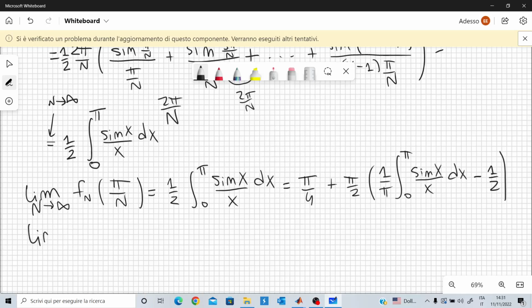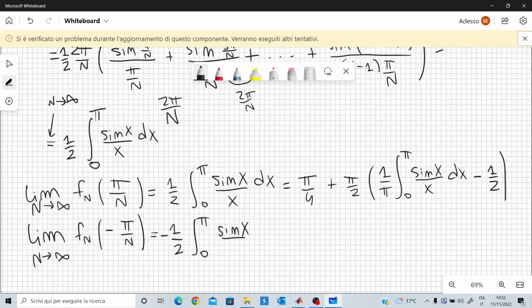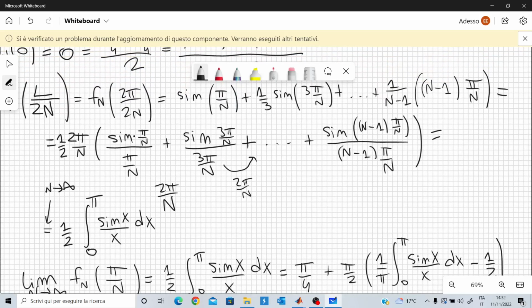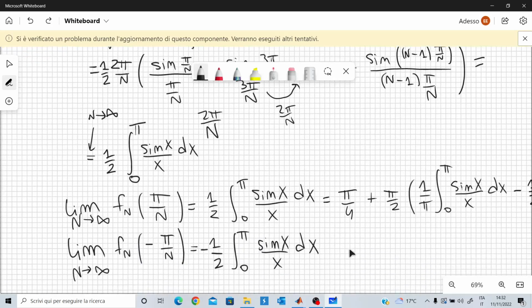And similarly, we can also calculate the limit as n goes to infinity of f sub n of minus pi over n. And in this case, it is quite easy to convince oneself that this is equal to minus 1 over 2 integral from 0 to pi of sine of x over x dx, and it can be easily motivated from here. You can see that if you change the argument to minus pi over n here, to minus 3 pi over n, since the sine is an odd function, you will get a minus sign here. And so it's quite a trivial result.